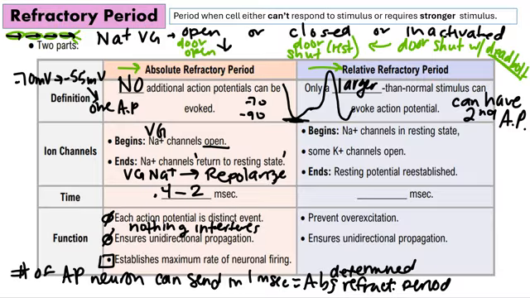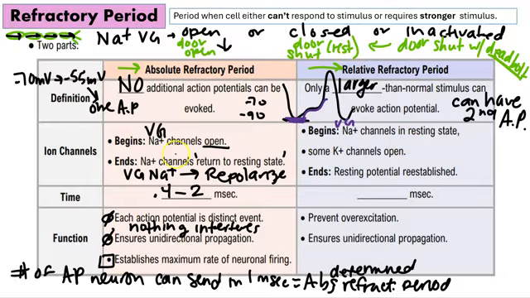Next, let's go ahead and look at our relative refractory period. Again, only a larger than normal stimulus can evoke an action potential because we're going from hyperpolarization and we're trying to go to that negative 55 threshold. Now, this is going to begin with the voltage-gated sodium channels in a resting state. What does that mean?